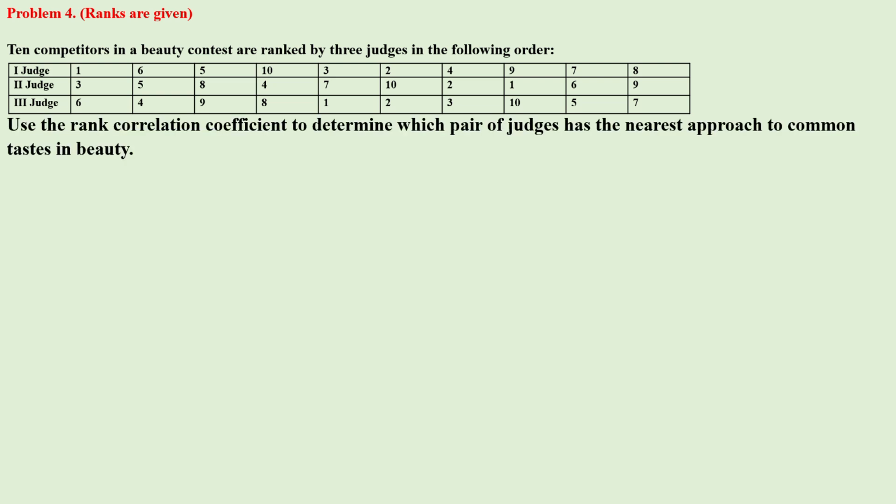Use the rank correlation coefficient to determine which pair of judges has the nearest approach to common taste in beauty. So we have to determine the pair of judges, that is 2 judges, who has the nearest approach in common tastes in beauty. So who has given almost the same rank? So here n is equal to 10.